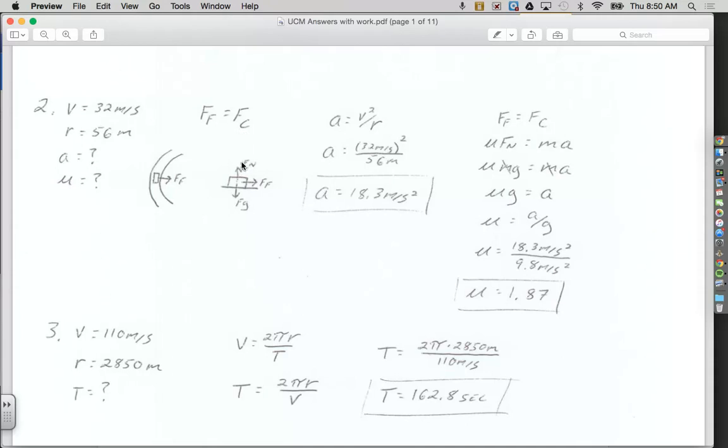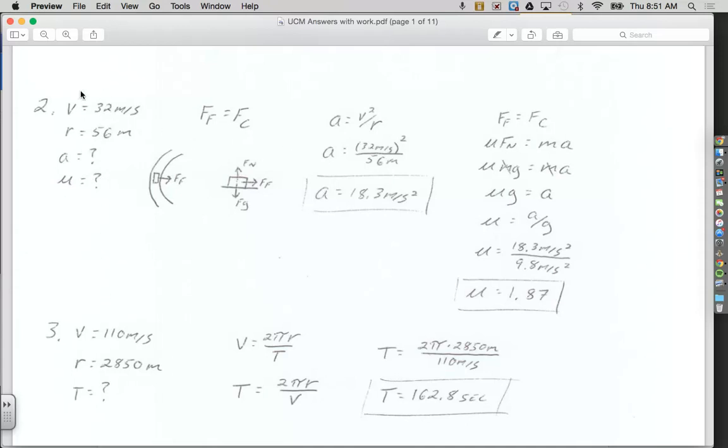And then if I was a car behind this car, the forces I would see on it are gravity down, the normal force goes up, and friction is pointing towards the center of the circle. The numbers I was given in the problem, v equals 32 meters per second. That's how fast it was going. The radius of the turn is 56 meters. It wants to know the acceleration, and it wants to know this coefficient of friction. So first things first, let's find the acceleration.